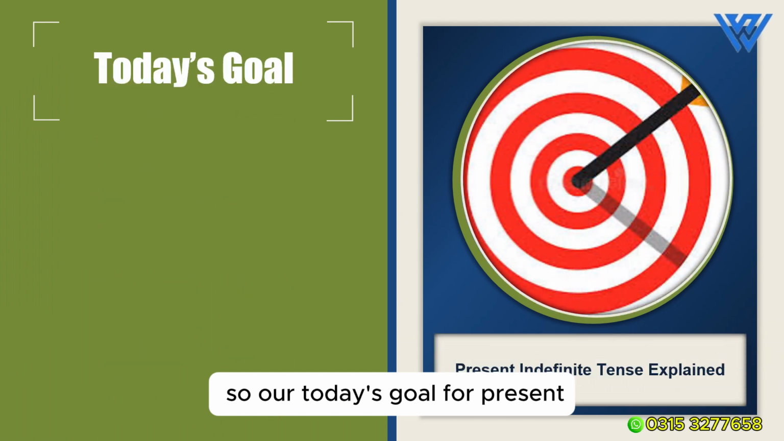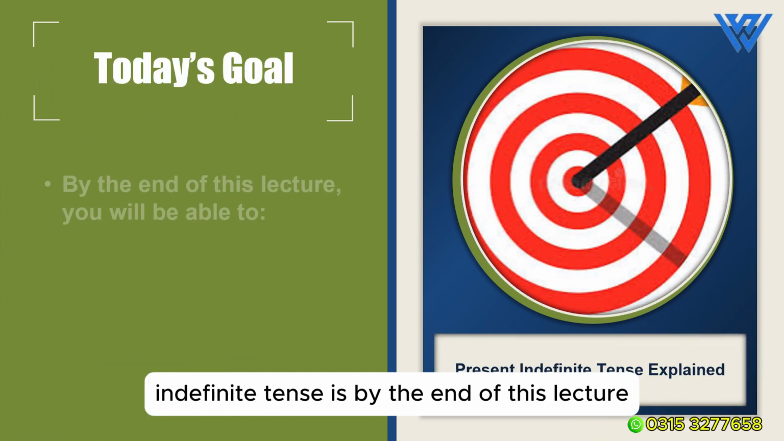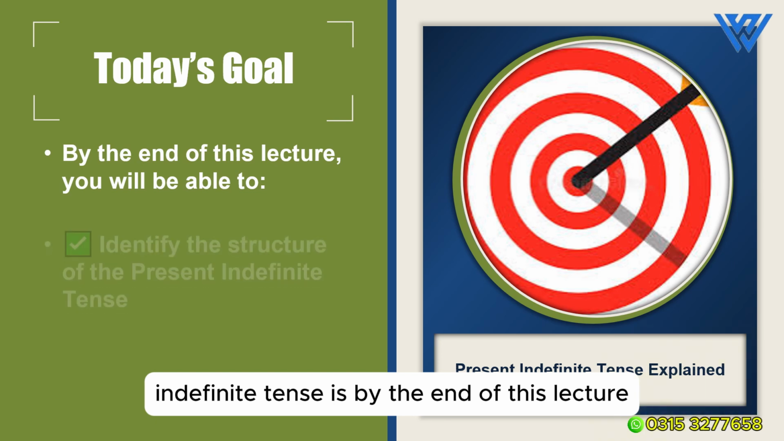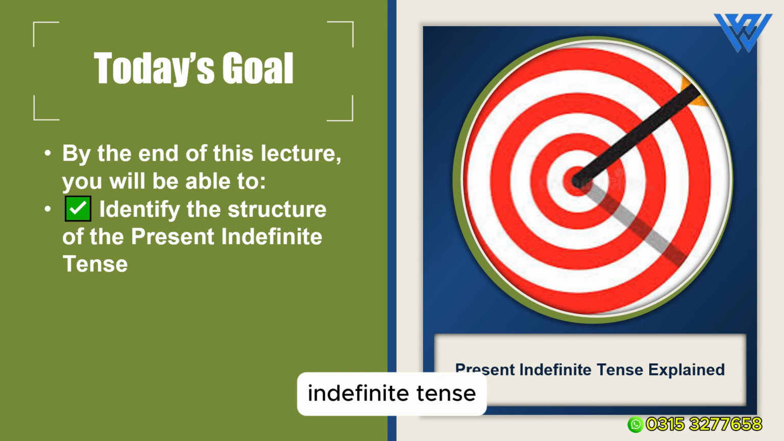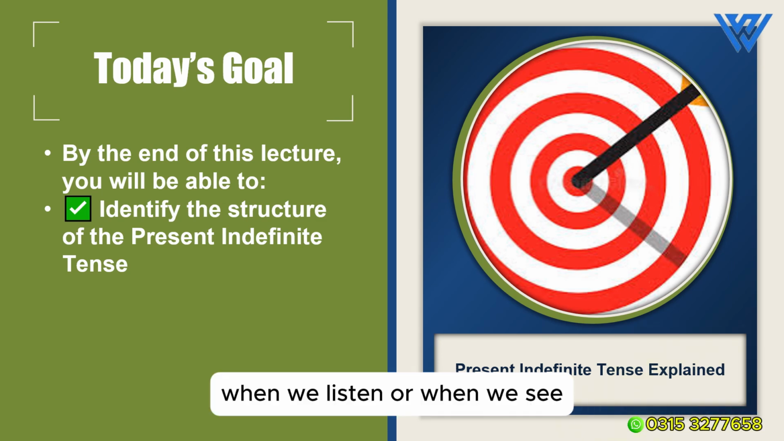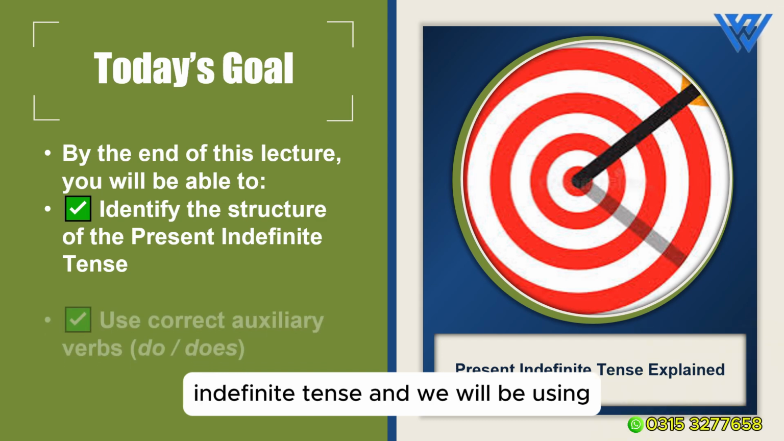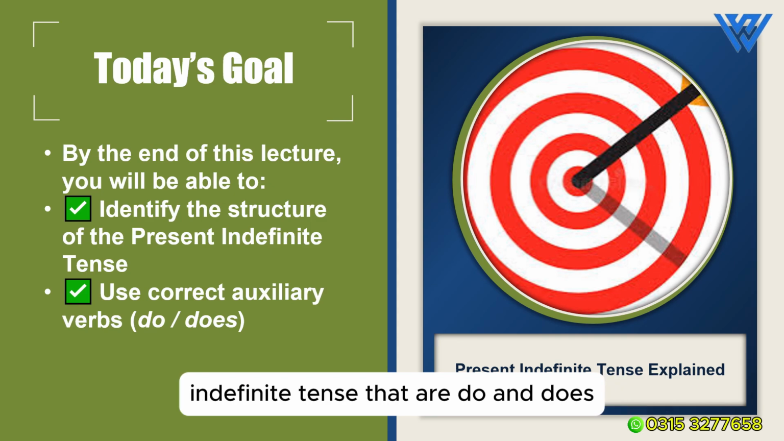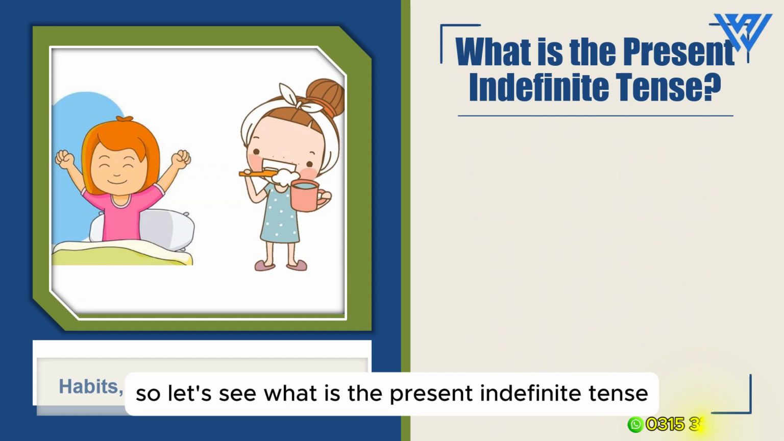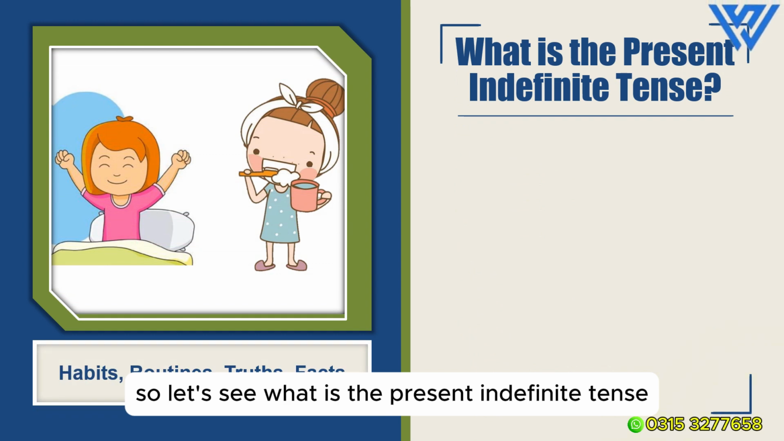So our today's goal for present indefinite tense is that by the end of this lecture we will be able to identify the structure of present indefinite tense. When we listen or when we see a sentence, we'll tell immediately that this is a sentence of present indefinite tense, and we will be using correctly the auxiliary verbs that are used in present indefinite tense, that are do and does. So let's see what is the present indefinite tense.